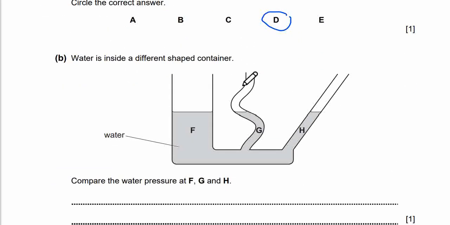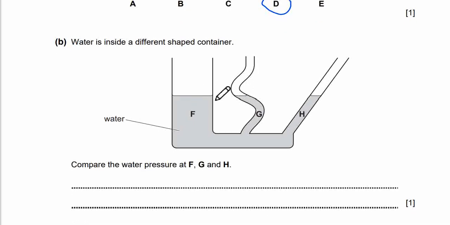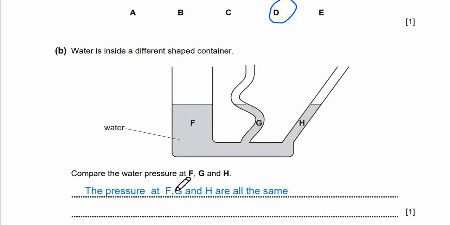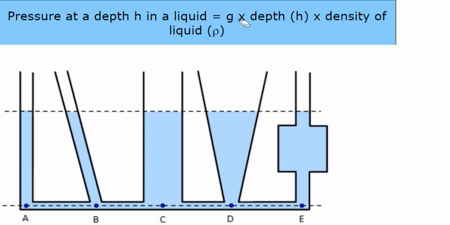Next, water inside a differently shaped container, but see this is the same level. Compare the water pressure at F, G, H. Since they have the same level, it means they have the same pressure and they're connected with air. So F, G, H has the same pressure. We type down the pressure at F, G, and H are all the same. Since pressure depends on gravity times the height, and density of liquid.